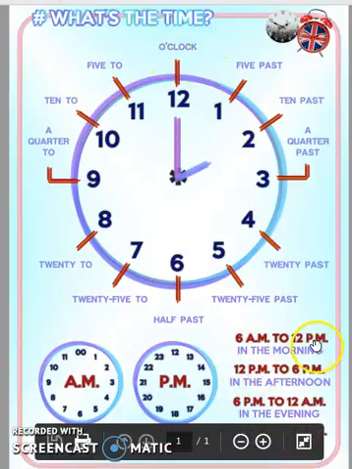6 a.m. to 12 p.m. is morning. 12 p.m. to 6 p.m. is in the afternoon, and 6 p.m. to 12 a.m. is in the evening. This clock right here is the most common that we use in the United States, but it's also important for you to know how to read this style clock.